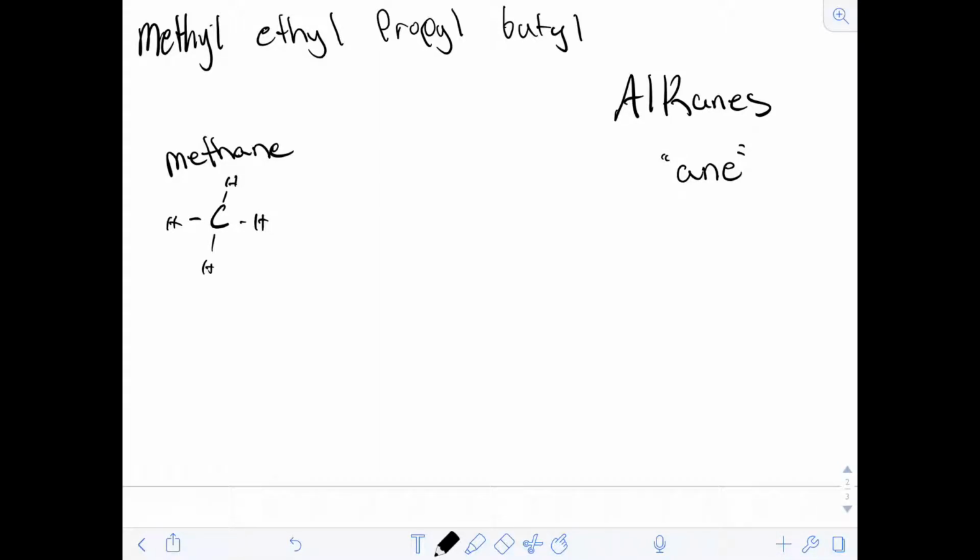And then our ethyl will be ethane. Again, just two carbons bonded to one another. No double bonds, no triple bonds, just a single bond. That's what alkanes are known for. Alkanes are single bonds throughout the entire parent chain, or throughout the entire carbon chain.